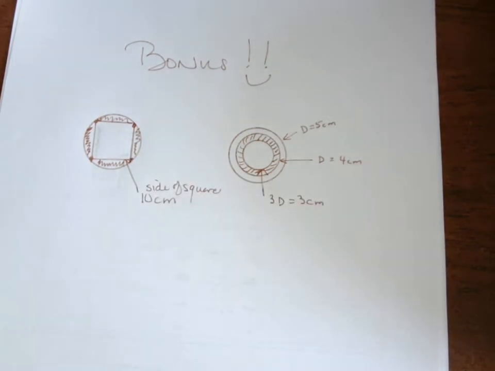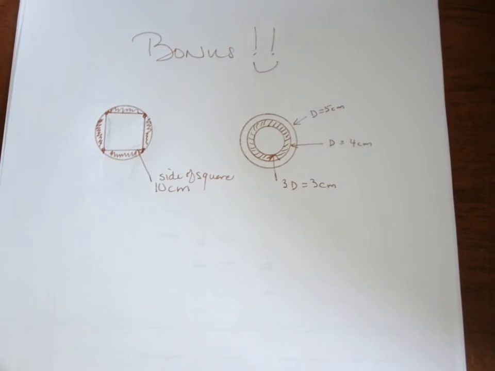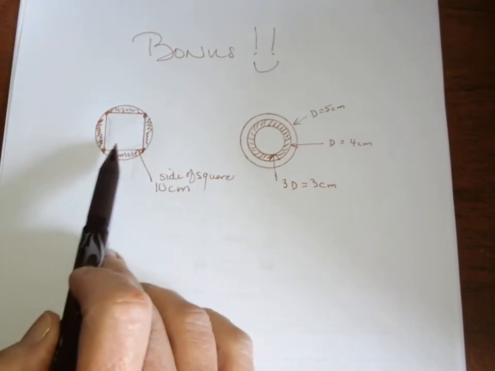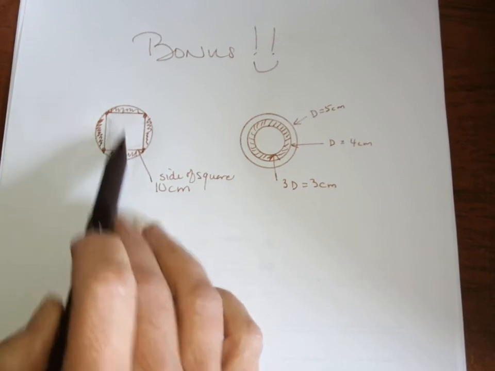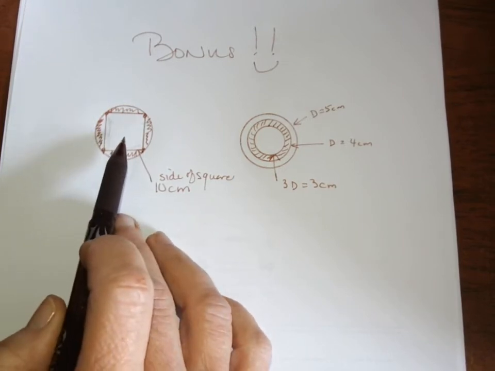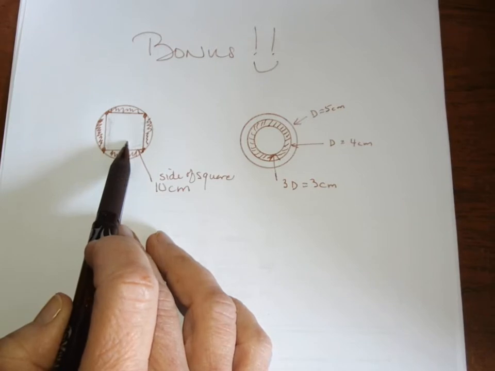So I want to talk to you about a bonus question that's going to be on your test on Friday. This is called geometric probability. You see I have two shapes here. I have a circle and I have a square that has been inscribed inside the circle.